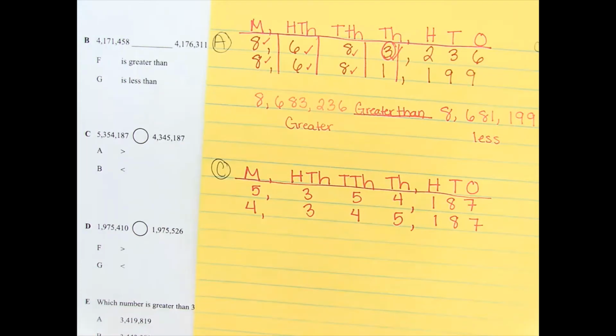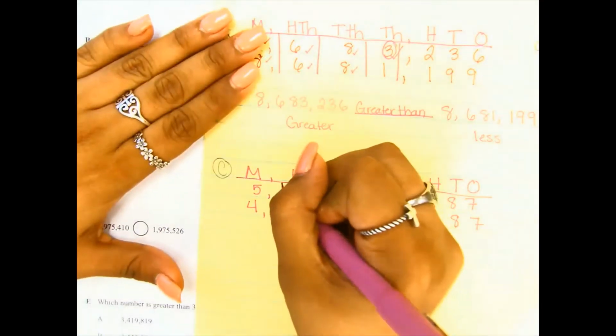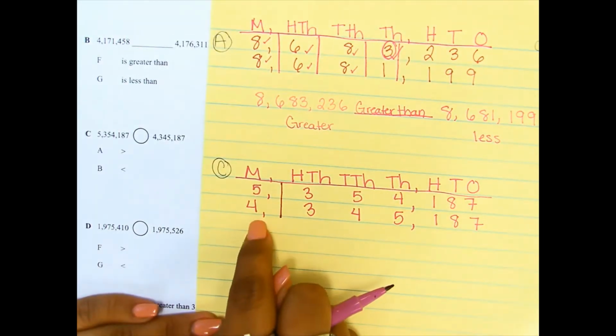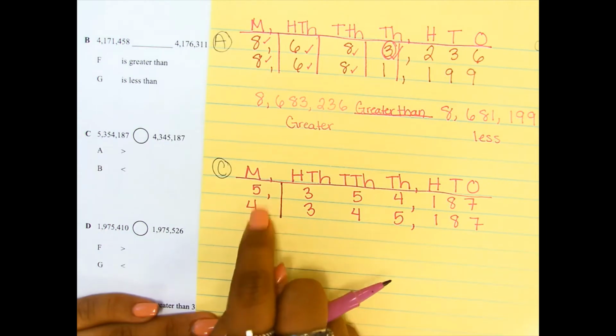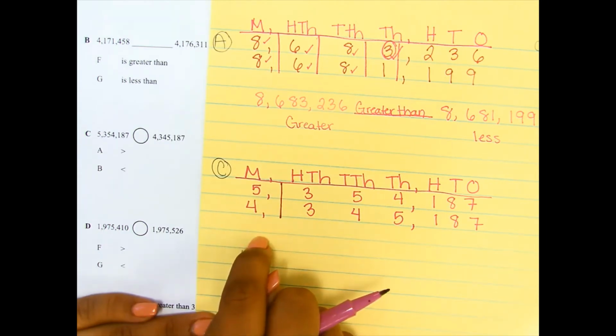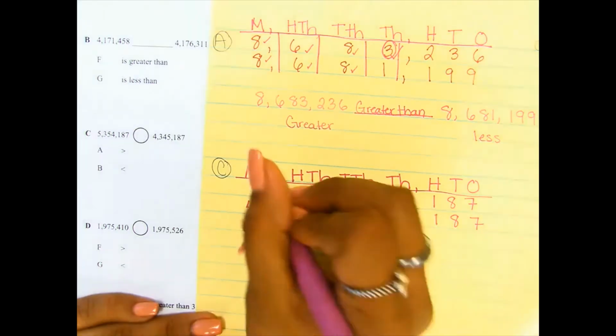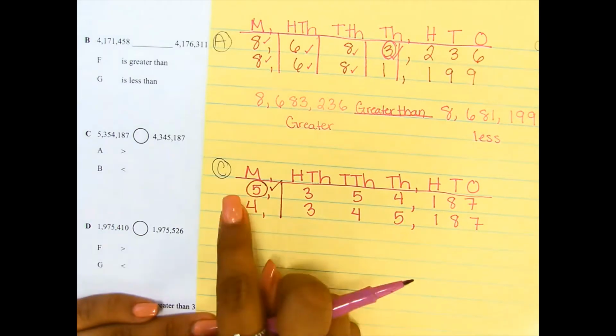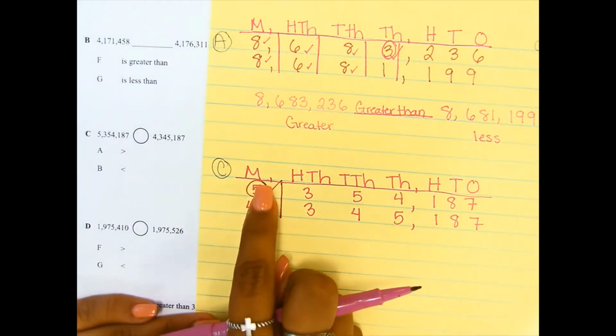So again, let's compare using our highest place value. And what is our highest place value? Correct, the millions is our highest place value. So let's start there. I'm going to draw a line here. I have a 5 and I have a 4. Are these equal numbers? No. One is greater than the other. Which one is greater? The 5. So right there, I'm just stopping. That's all I need to do. I've already distinguished which one is greater, and it is this number.